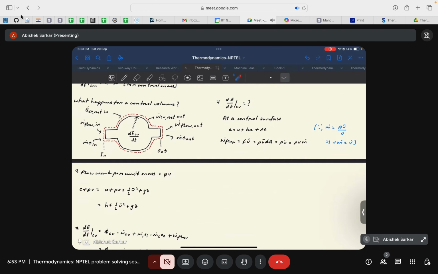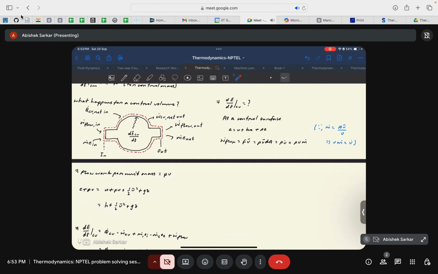So we'll have that the total energy interaction would be E plus PV, or u plus PV plus half V squared plus gz. Now u plus PV, if you recall, was equal to the enthalpy h.